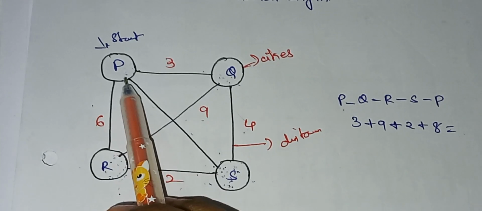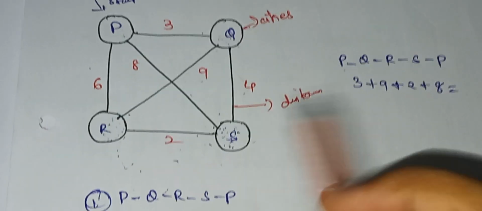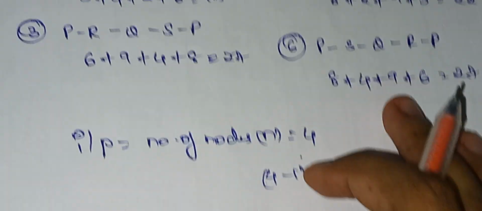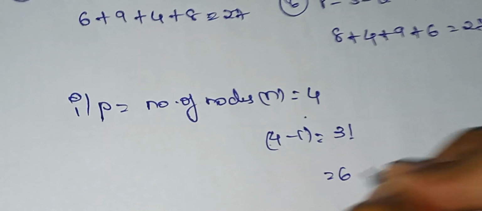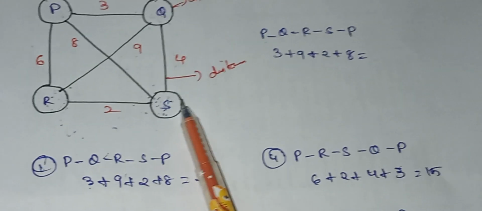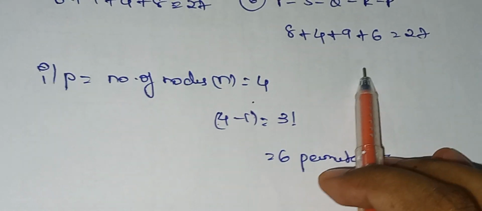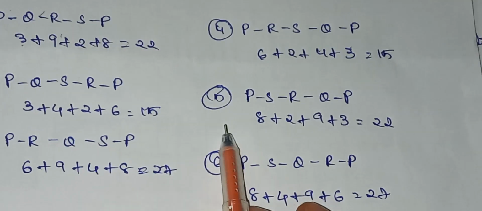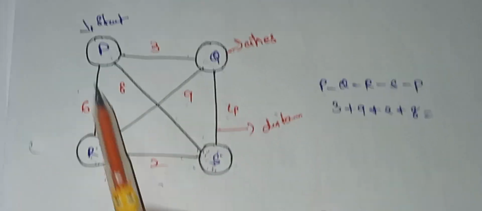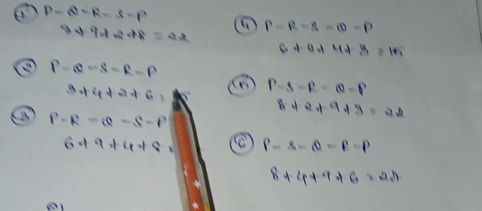My starting city is P. I am traveling across all the remaining 3 cities. Therefore it is 4 minus 1. So 3 factorial is equal to 6, which is the 6 permutations I got. Similarly, if I take 5, I get 5 minus 1, which is 4 factorial, that is 24 permutations. For this example, I have taken 4 nodes, therefore the total number of permutations I got is 6.